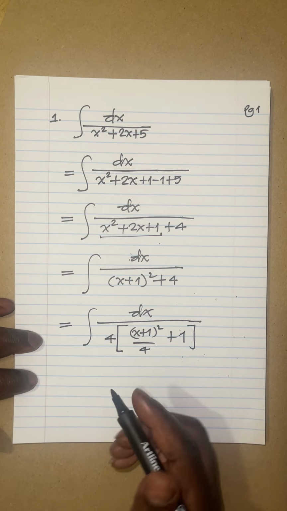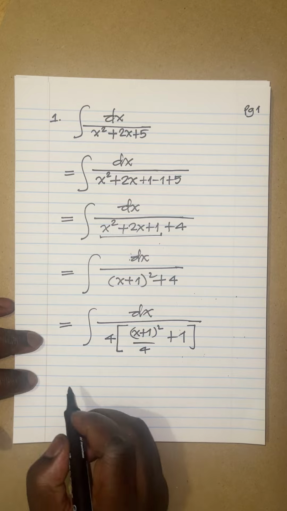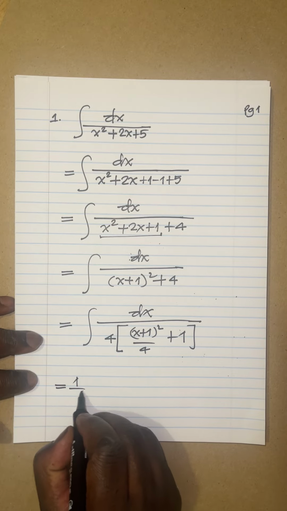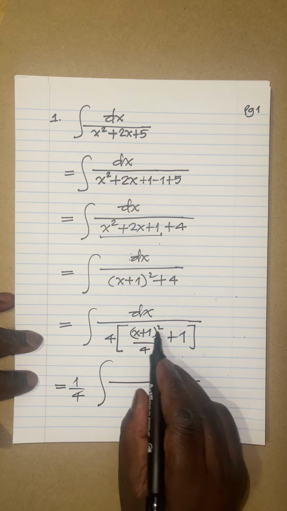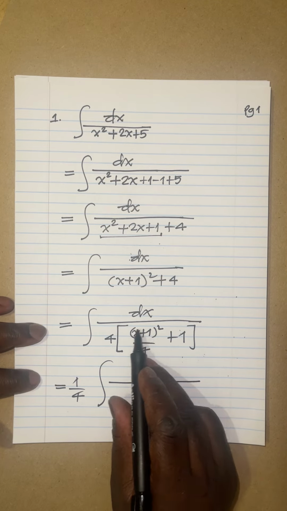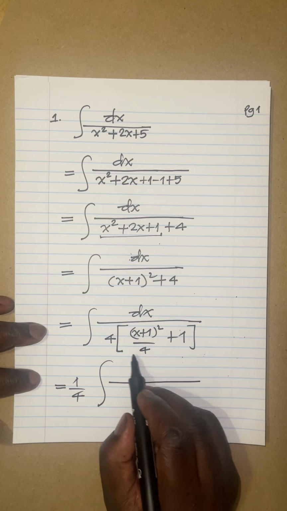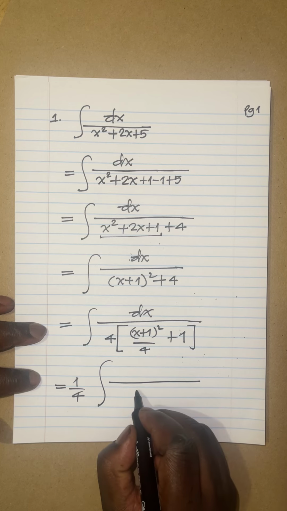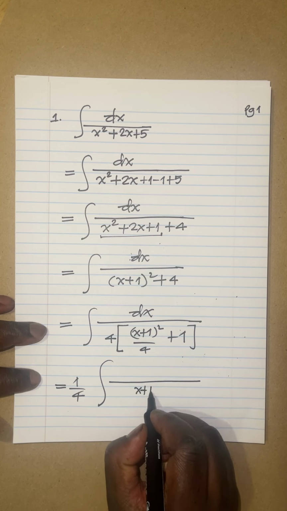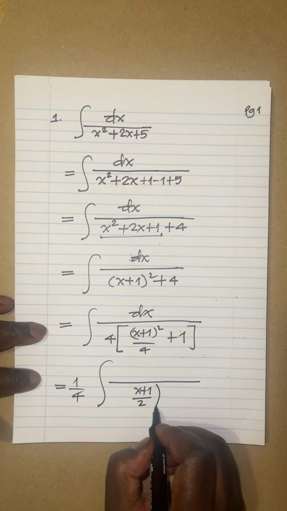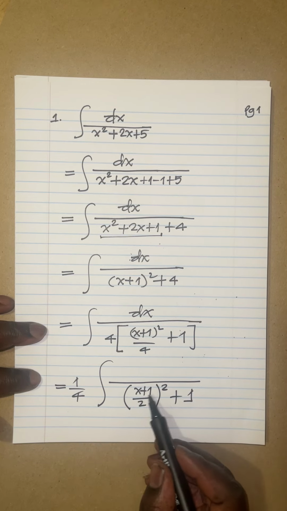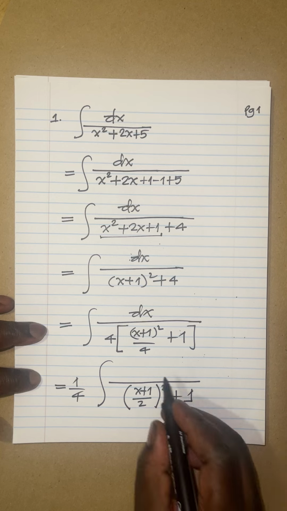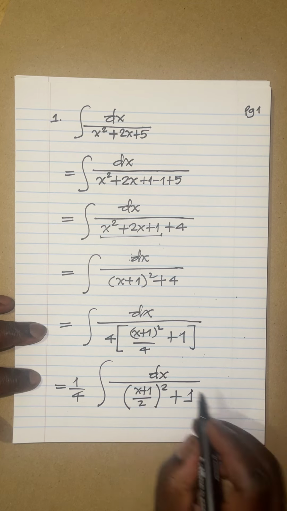Now, this 4 is dividing, so I can take it out. So this is going to be 1 over 4, the integral of, watch what I'm going to do here. This part here, I'm going to write as a square of one expression. So this will be x plus 1, all over 2, the whole thing squared, and then plus 1. If you remove these brackets, you're going to get this expression here. And then you have dx in the numerator.